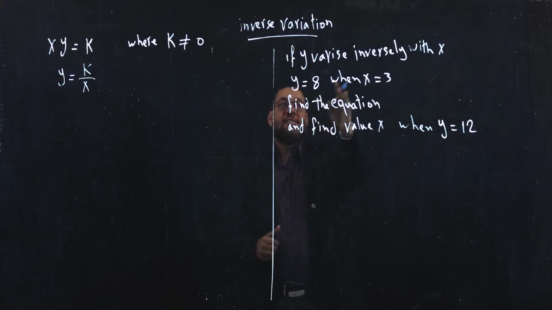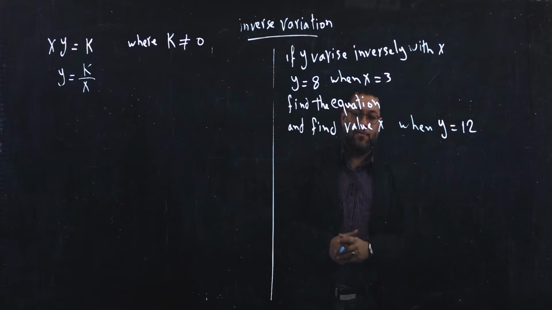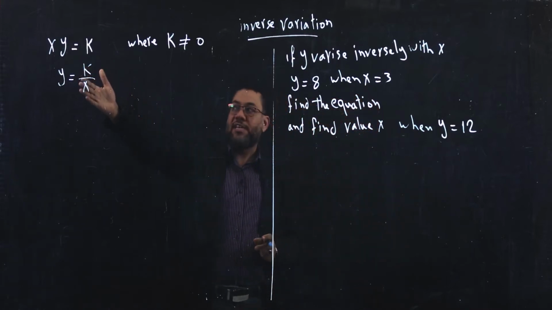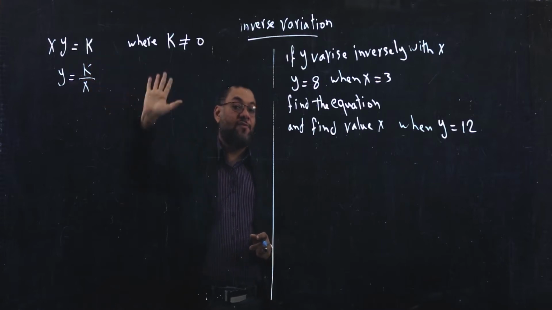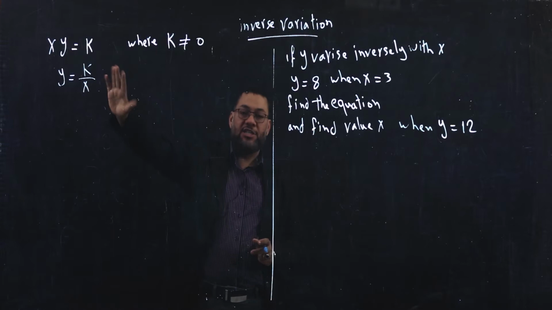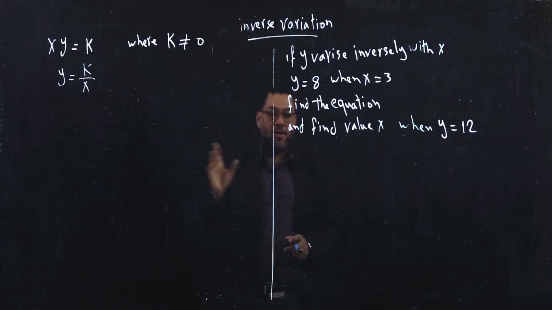If y varies inversely with x, and y equals 8 when x equals 3, find the equation and find the value of x when y equals 12. Like you see here in the equation of inverse variation, x and y are variables. K will be constant. We can't change k, but x and y are variables.